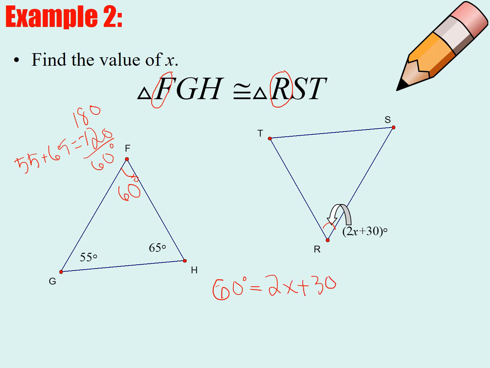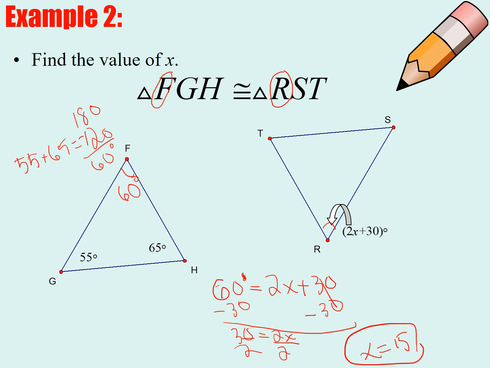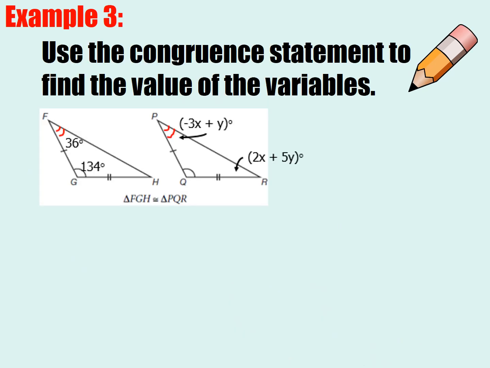I guess we don't really need the degree sign, so you can just ignore that. So now it's just a 2-step equation. We need to subtract 30 from both sides. 30's go away. 60 minus 30 is 30 equal to 2x. Divide by 2. X is 15. And that is our answer, and that's all we have to do because that's all the directions asked of us.